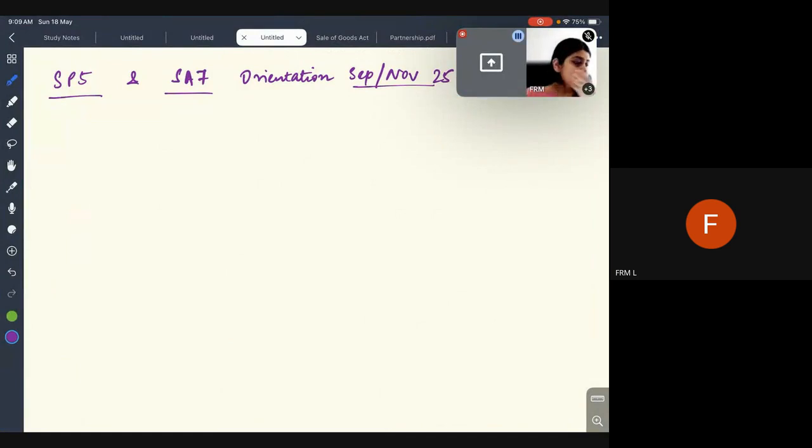So, as you know, today's session is basically an orientation session for SP5 and SA7, which are basically the investment and finance papers in actuarial science. So, how many of you have already started preparing or are sure that you are going to appear for these papers in the coming dates?